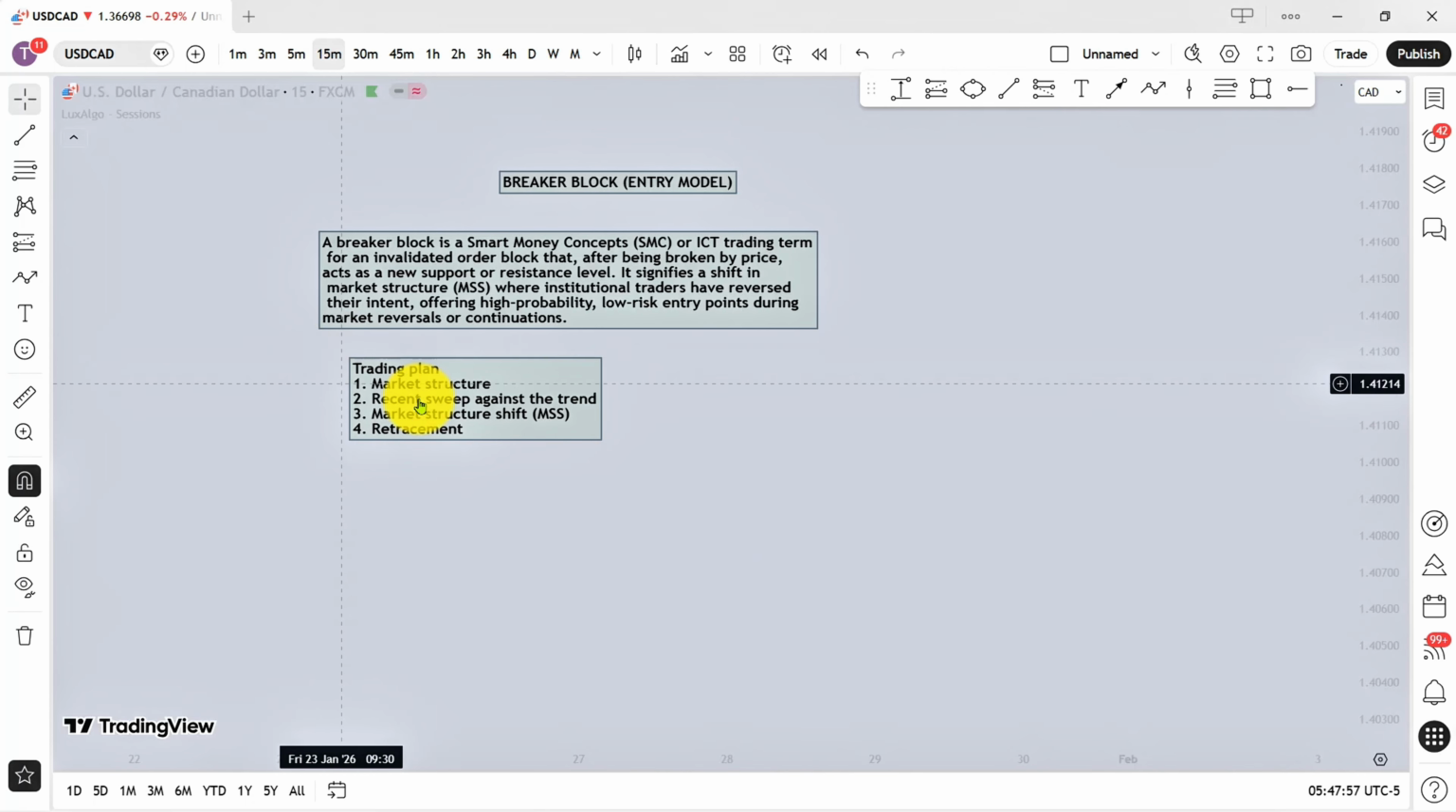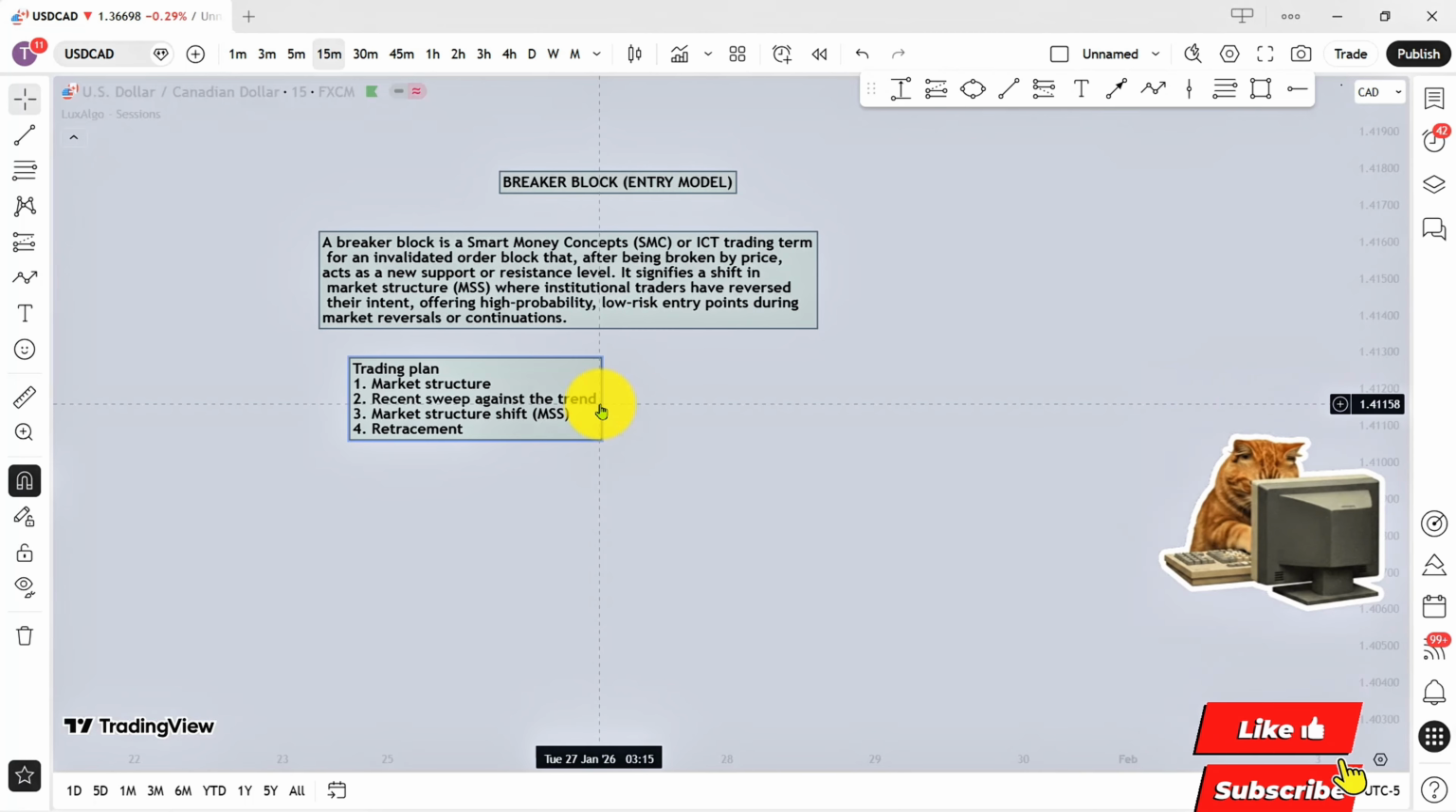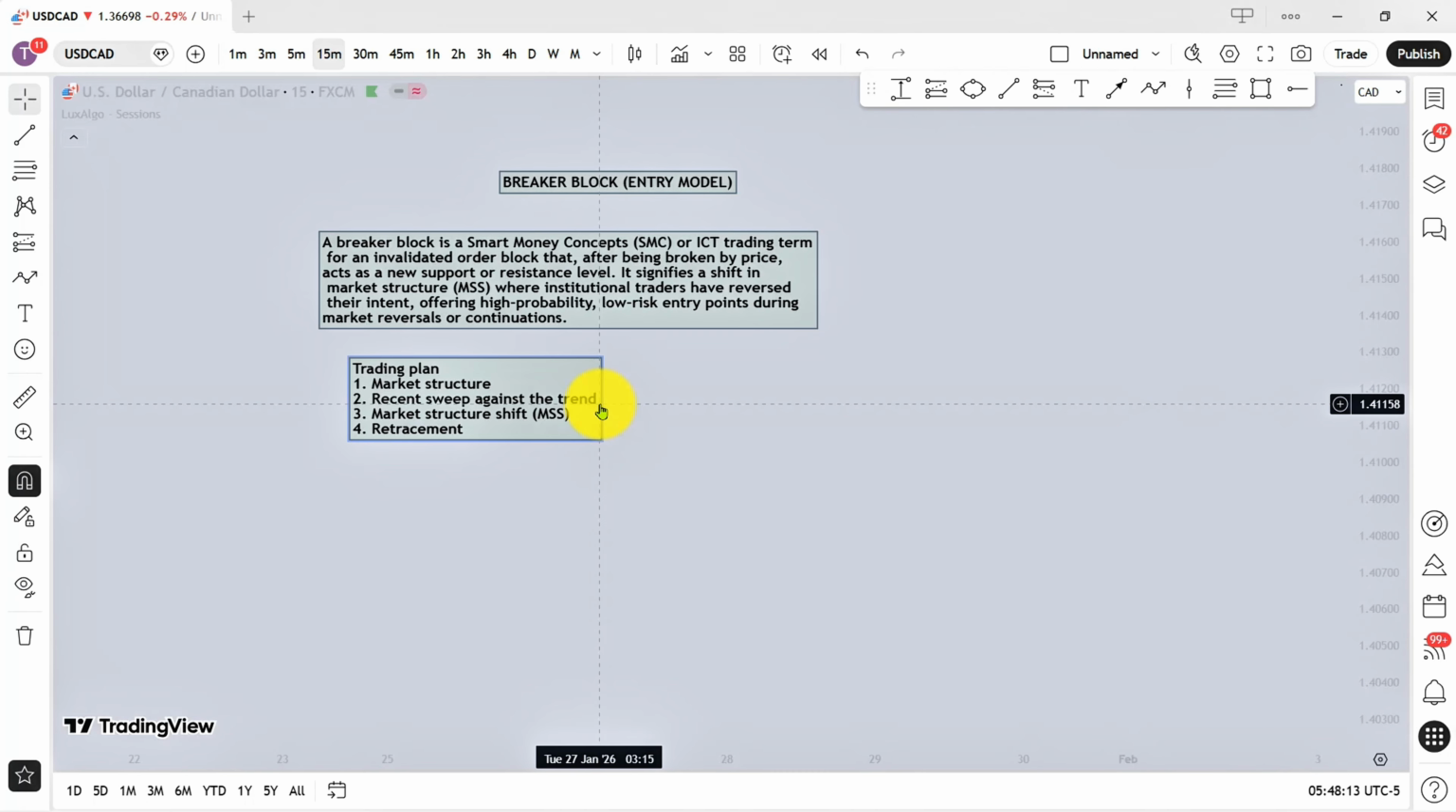Secondly, it must sweep a recent high or low against the trend. Let's put it that way. I'm going to give you a drawing example, but you just need to understand that it must sweep a recent trend. Then thirdly, there must be a market structure shift. If a market structure shift is not in place, there is no breaker, and you must see a retracement. There must be a retracement and a breakout. The market structure shift must come with momentum, and there must be a retracement.